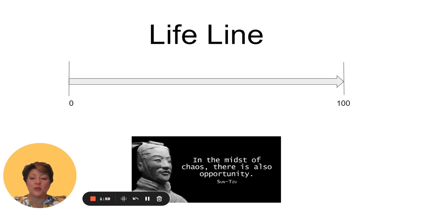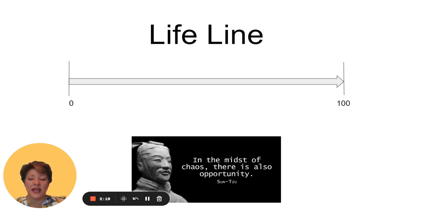So this line represented on your screen is your life. We're going to assume for the sake of this exercise that 0 is the day that you were born and 100 is the day that you die. Now you're going to get to actually pick what day you die on your lifeline, but just for right and left limits, we pick 0 to 100.